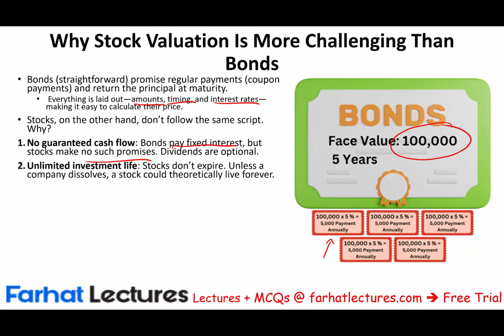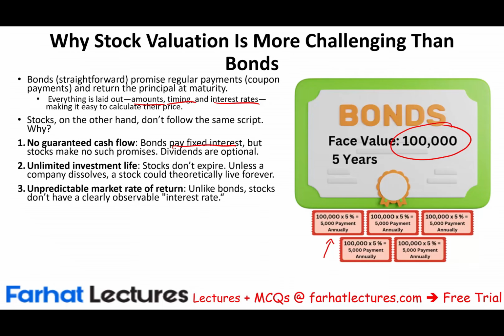Two, I just mentioned it, stocks have unlimited investment life. Stocks don't expire. Stocks don't have a maturity date. Well, unless the company dissolves, but in theory, a company lives forever, and when we do accounting, we make that assumption.